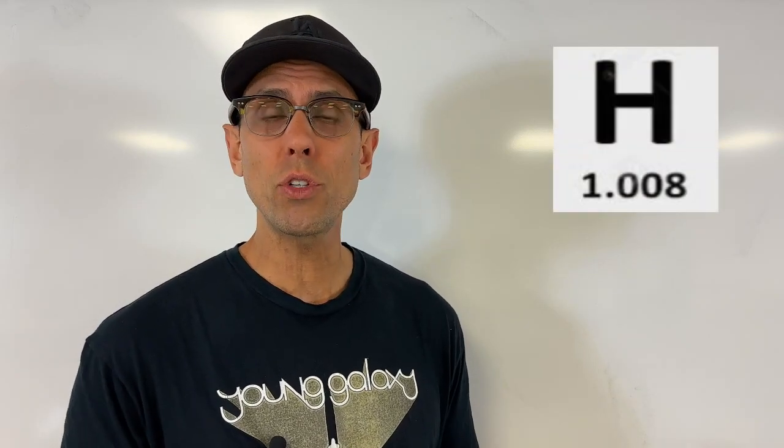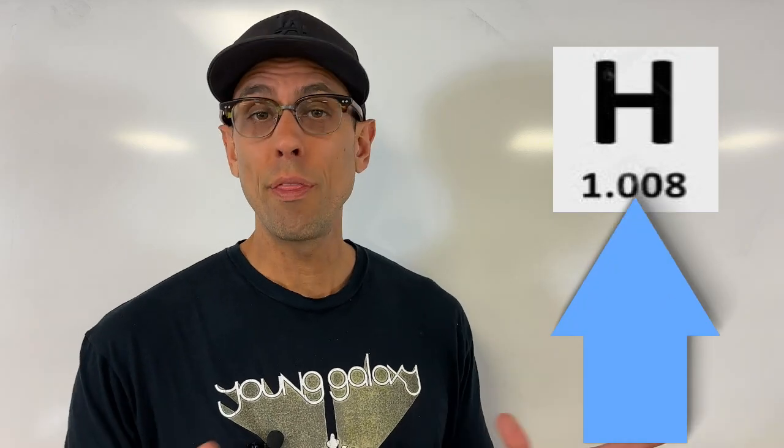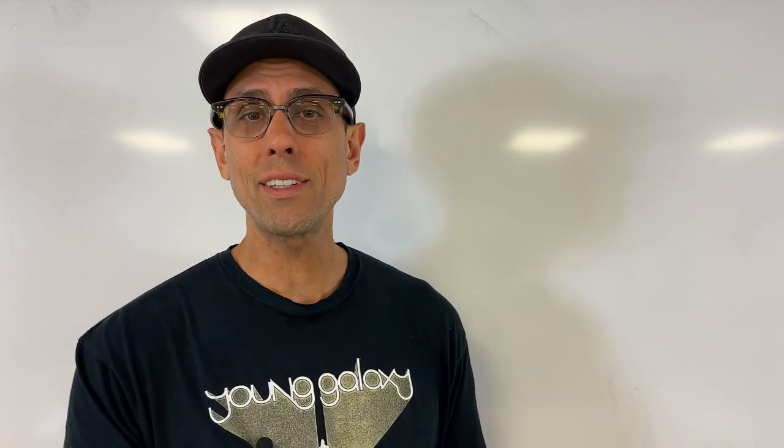Let's do a quick bit of review to set the stage for this video. Firstly, when we look up the atomic mass of an element on the periodic table, for example, hydrogen, we always find it to be a decimal. Now, this is because atomic masses are what we call weighted averages.